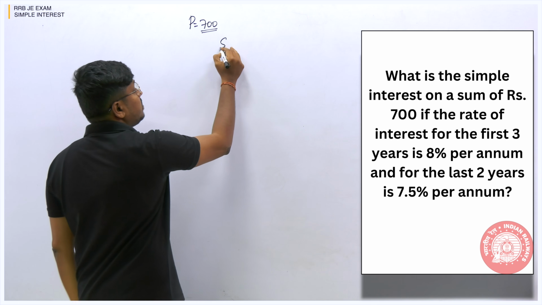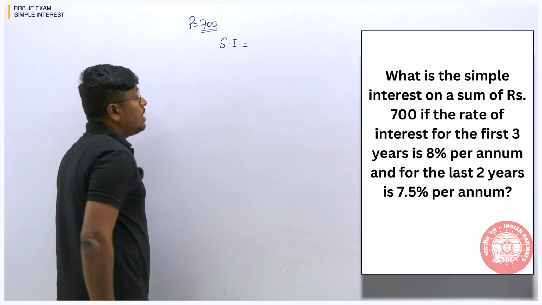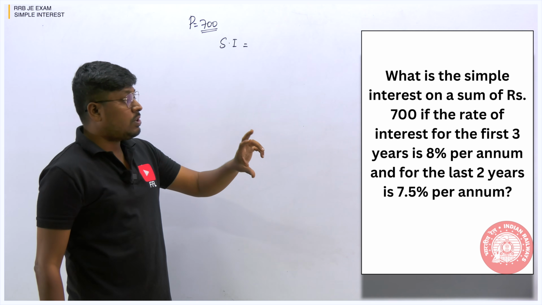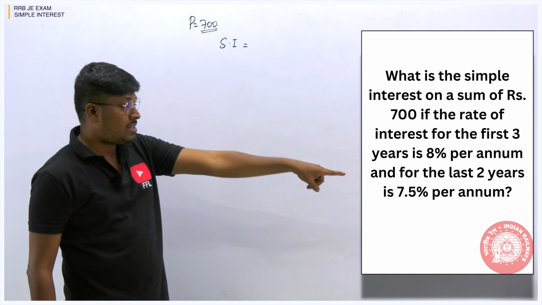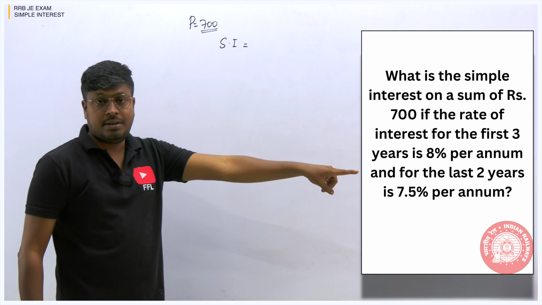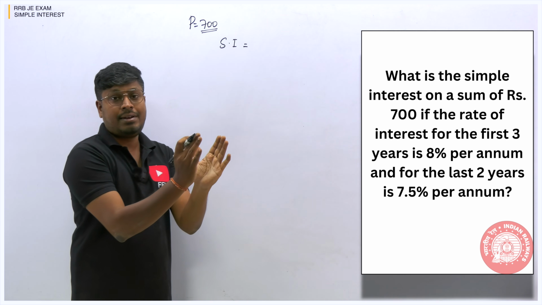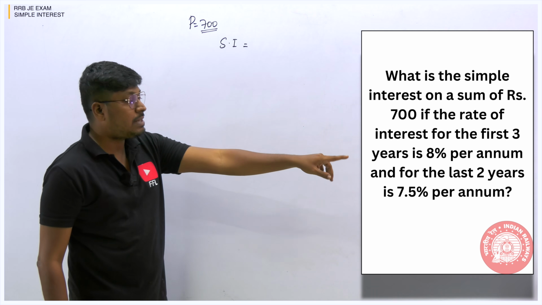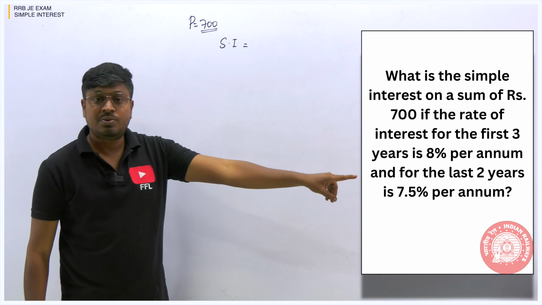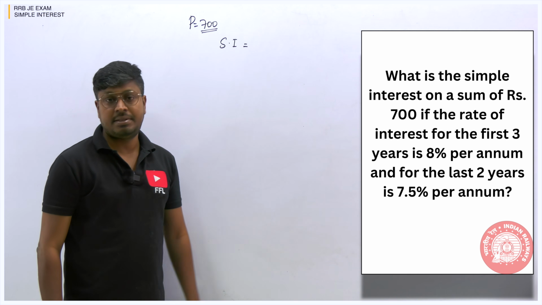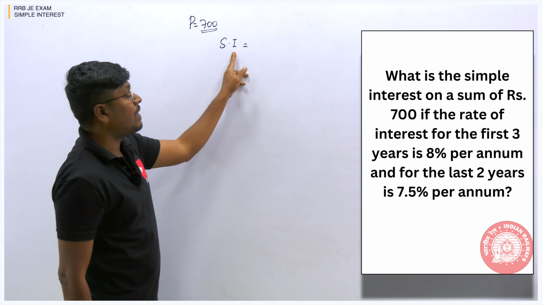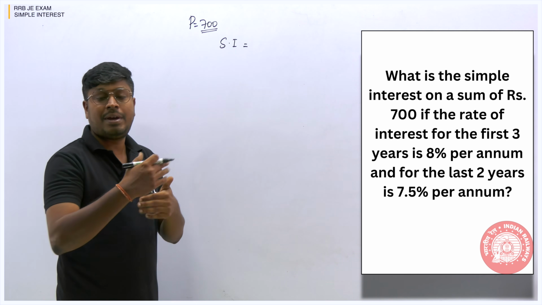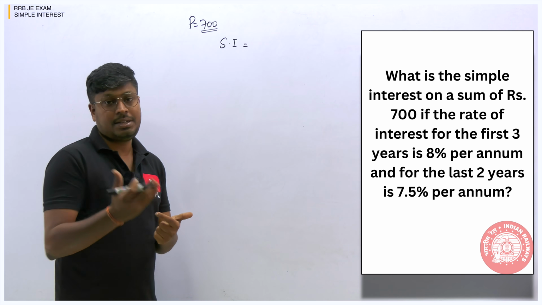Our target is to find the simple interest, and they have given it for a total of how many years? For the first 3 years and for the last 2 years. So they split the total 5 years into 3 and 2. For the first 3 years, the rate of interest is 8%. And for the last 2 years, the rate is 7.5%. So it is easy, right? You can find the simple interest separately and add it. The result will be the total simple interest.